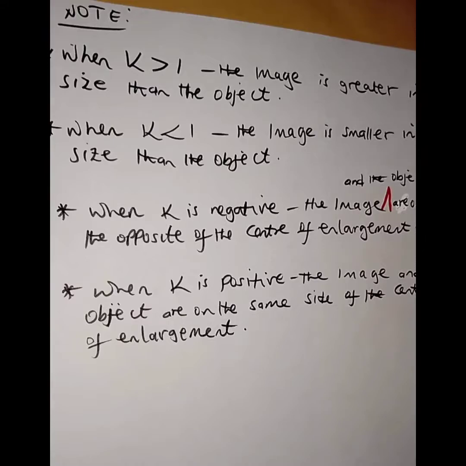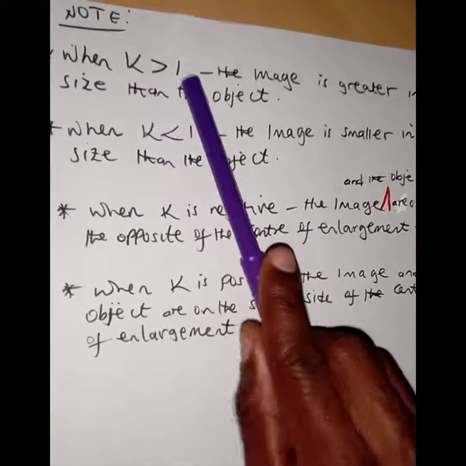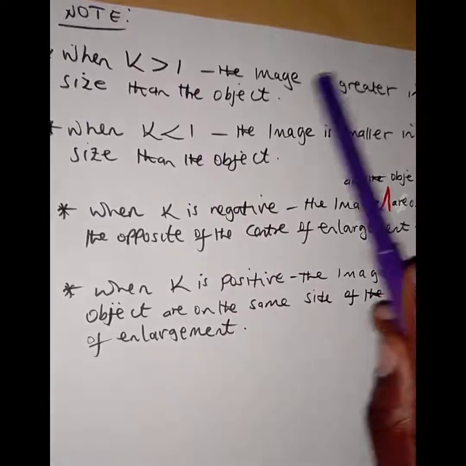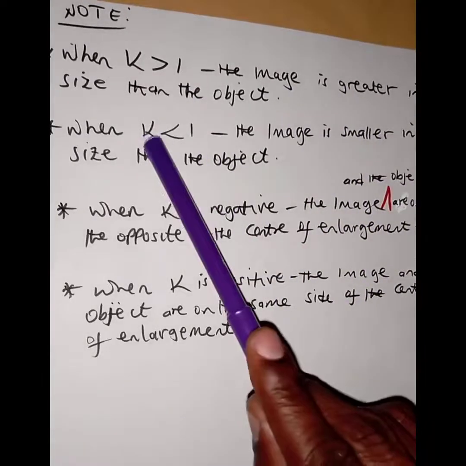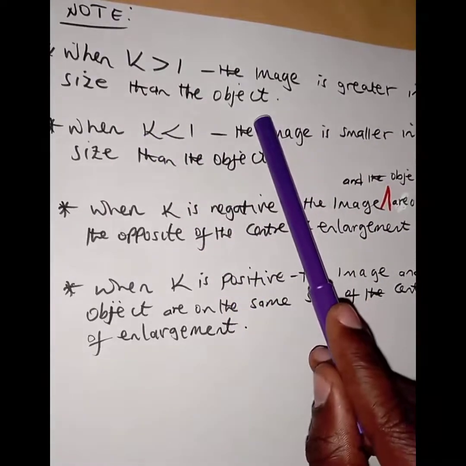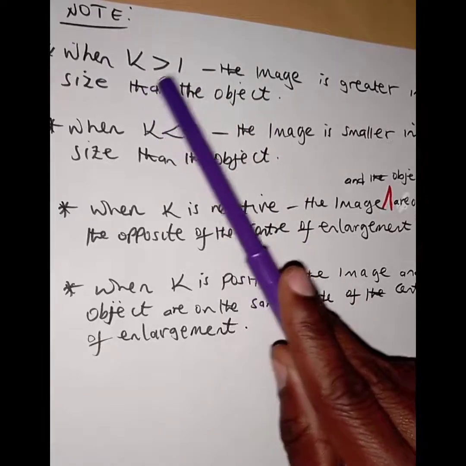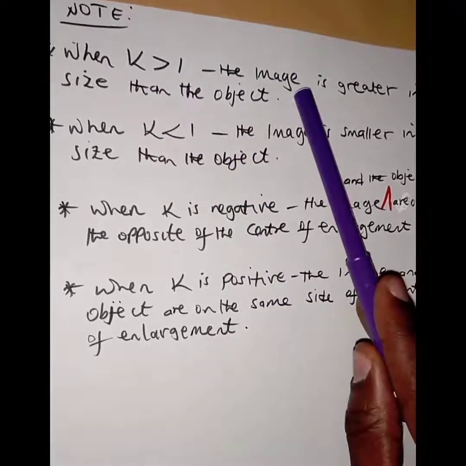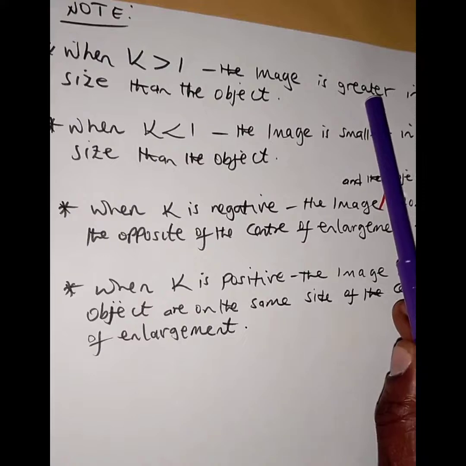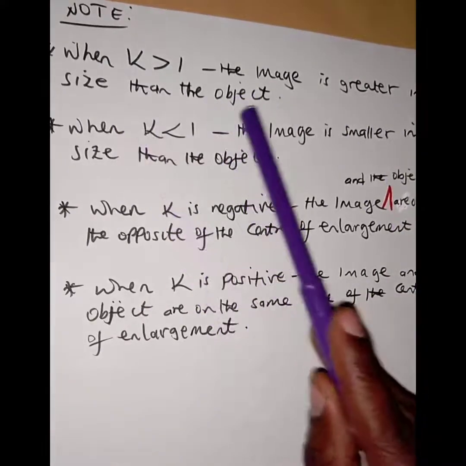Note that when the scale factor K is greater than 1, the image is greater in size than the object.